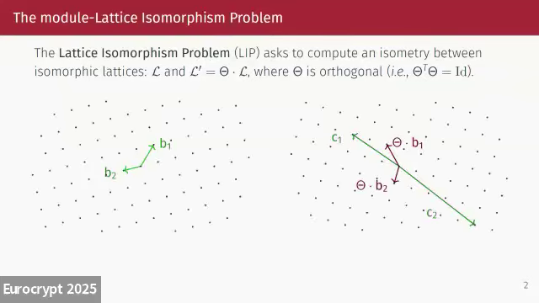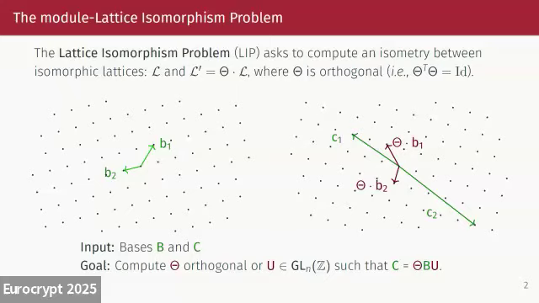So here's an example in dimension 2. On the left-hand side is L with basis B, and on the right-hand side, some rotation of L, L prime, with basis C. And if you look at the right-hand side, there are two bases of L prime: C, and the image of B by the rotation. There are two bases of the same lattice, so there exists a relation of the form C equals theta B U, where theta is unknown, and U is some unimodular matrix. And the lattice isomorphism problem is exactly to compute either theta or U, given B and C.